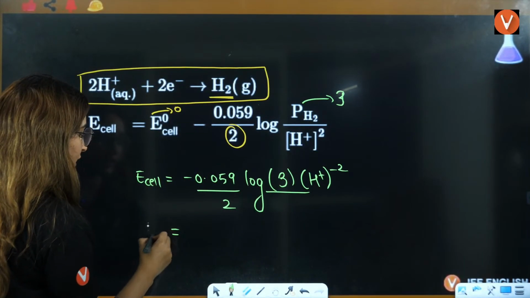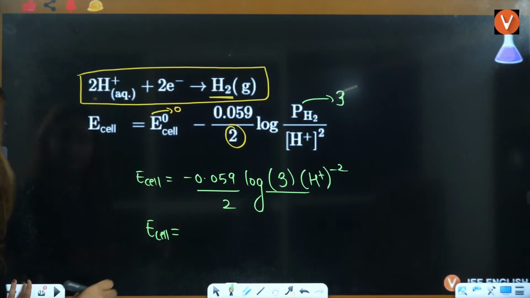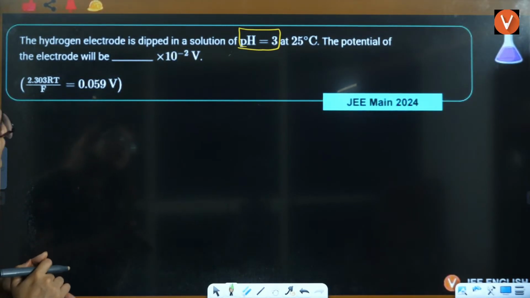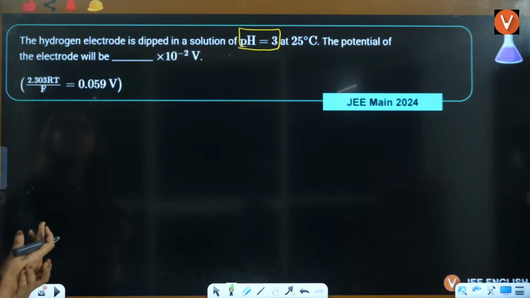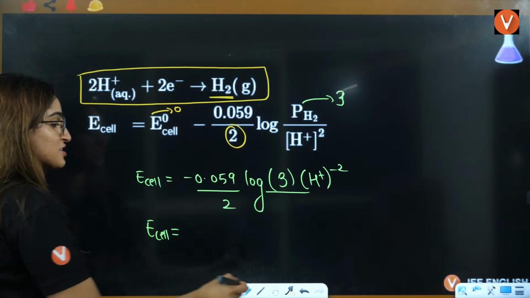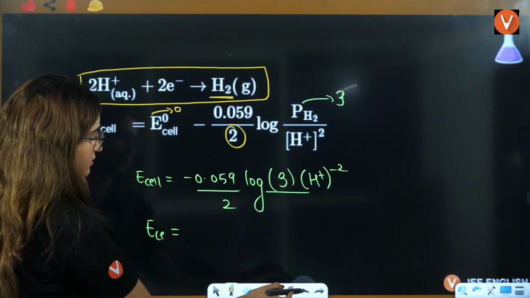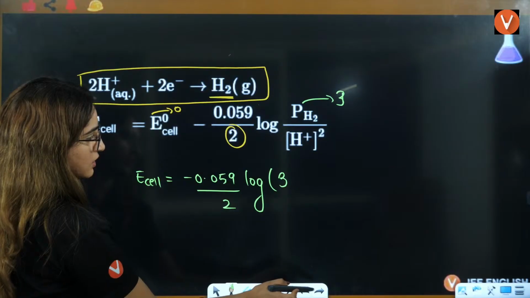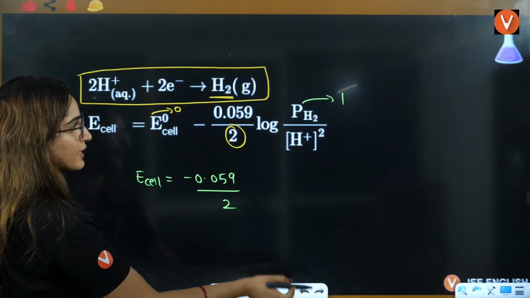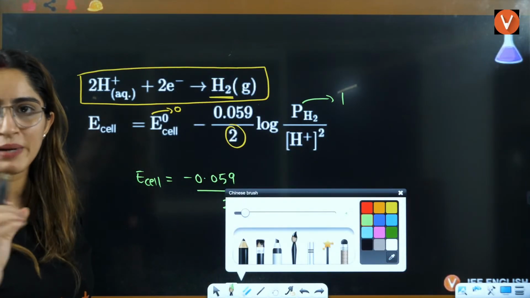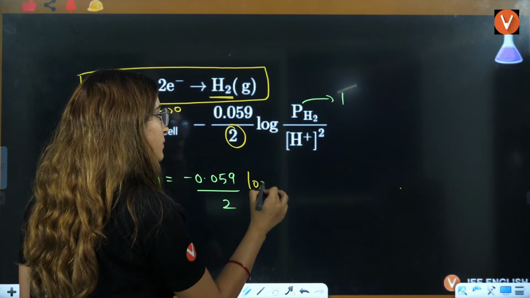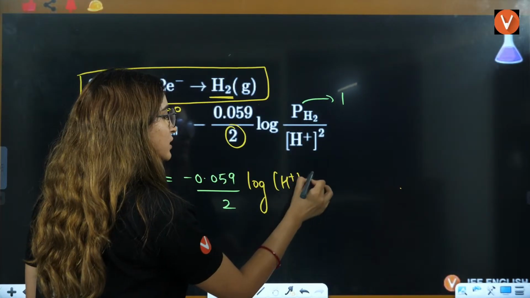So how will you solve it? E cell is given to us, that is the potential of the electrode. pH is given to you. I thought pressure is given to you. Wait a minute. Okay, pressure is not 1. If nothing is given, we will take it as 1. Nothing is given regarding pressure of H2, so that is 1. Right? So now if this is 1, this will become log of H positive to the power minus 2.